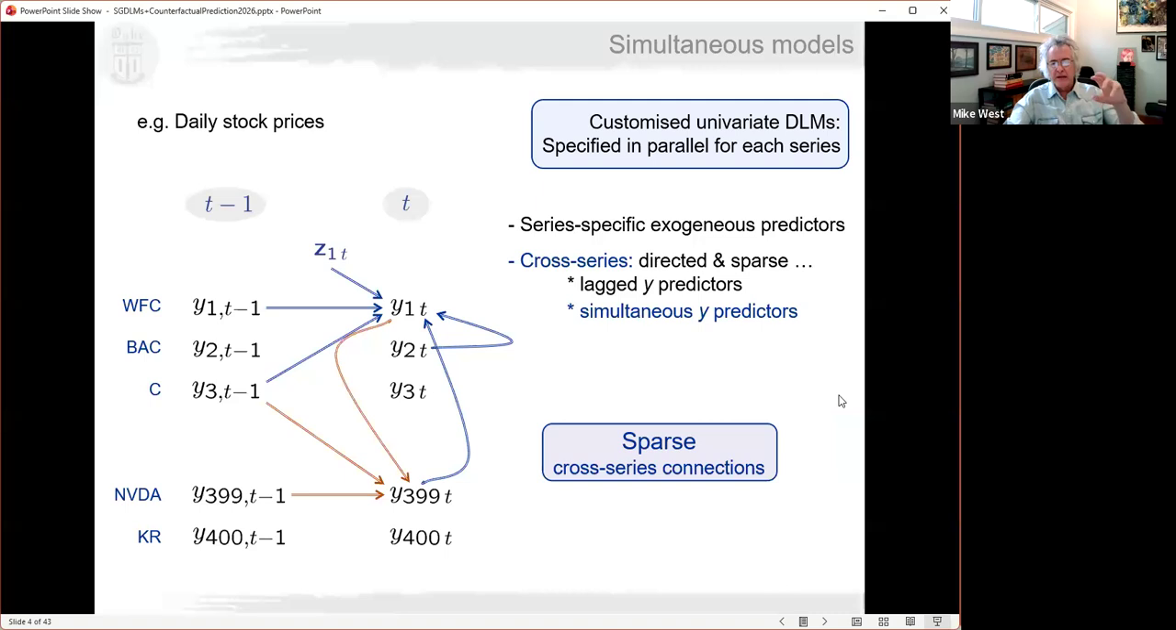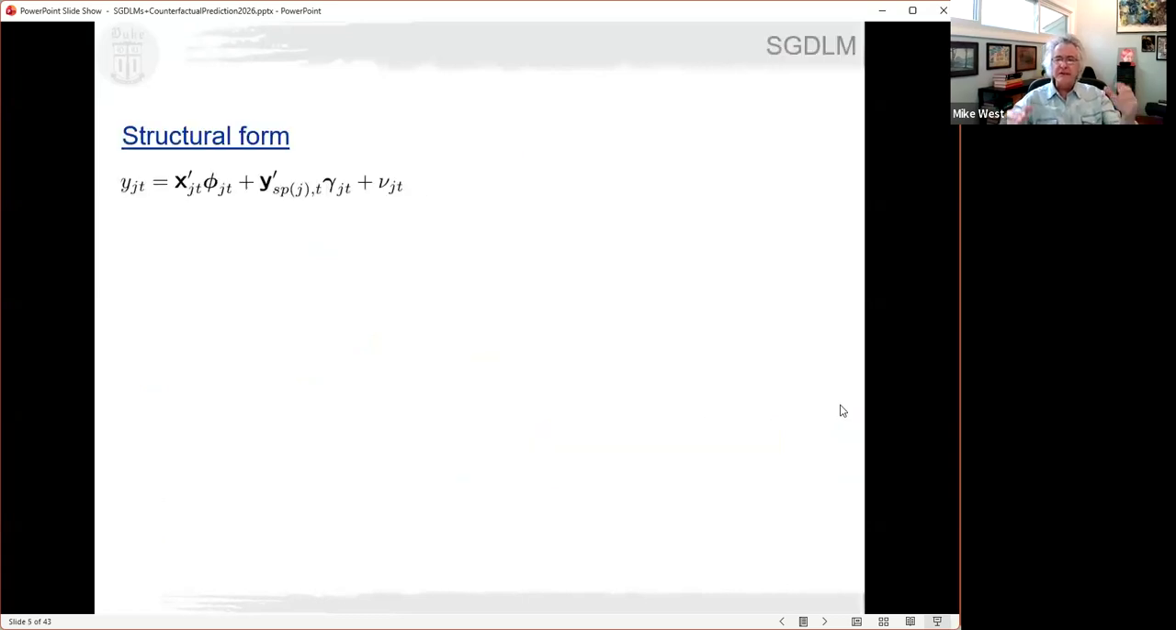And as I've said, I've got 400 series here, and there's a few arrows pointing to each of the current values, but there won't be lots of arrows. And particularly in this kind of application, the connectivity, both lagged and simultaneous, will tend to be sparse. Okay, so what does that give us? It gives us a multivariate system, which is a collection, in this case, of 400 univariate equations. And they could be anything, but today they're linear Gaussian.